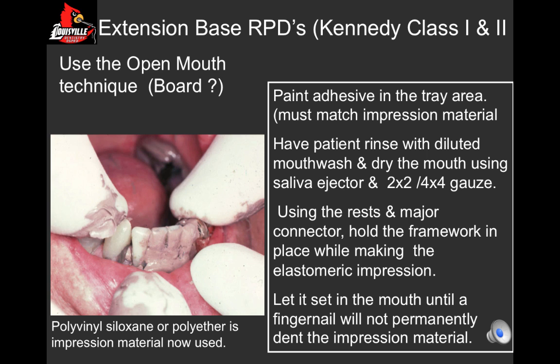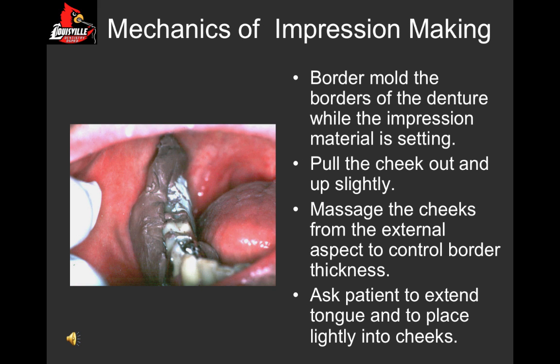Let it set in the mouth until you can take a fingernail and put a dent into the material and it snaps back at you. It does not leave a dent. It is then set and ready to be removed. Border mold the borders of the denture while the impression material is setting. Pull the cheek out and up slightly. Massage the cheek from the external aspect, and that controls the thickness of the border that you're creating with your impression. Ask the patient to extend his tongue and to lick his upper lip, and then to lightly put his tongue in the left cheek and the right cheek.